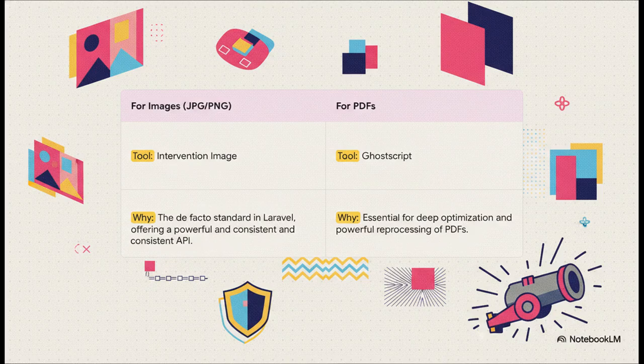Now, the crucial thing to get here is that there's no single tool that's perfect for every file type. For images, we've got Intervention Image. Think of it as the Swiss Army knife for image manipulation in Laravel. It makes complex stuff like resizing and compressing images incredibly simple. But for PDFs, we need to bring in the heavy artillery, Ghostscript. It's a super powerful, low-level tool that basically rebuilds the PDF, giving us total control over that final file size.